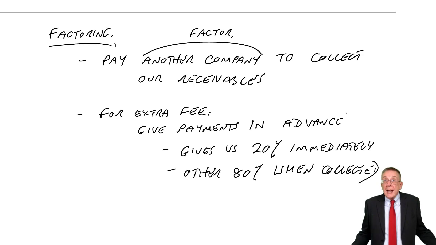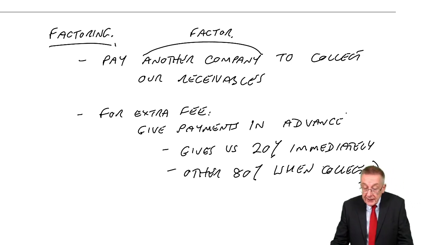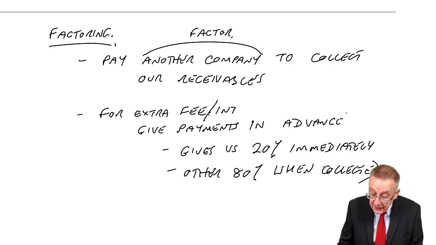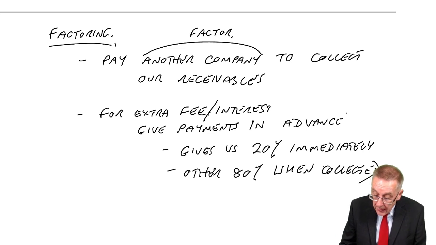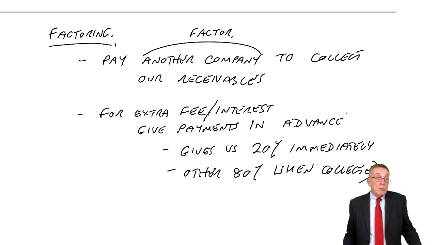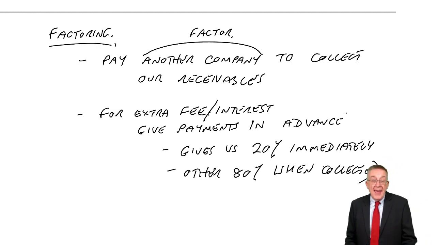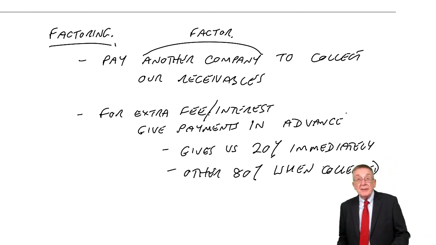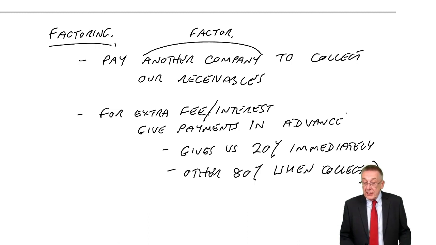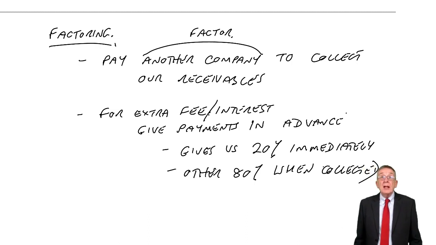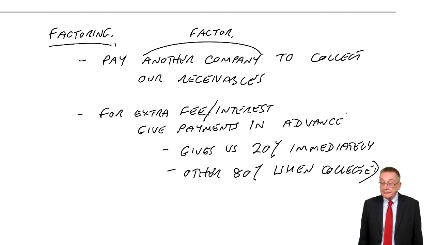So effectively, they are lending us money, and they'll charge for it. The extra fee is interest. But again, we'll look at numbers on this later. But it could be worth paying effectively interest to the factor in order to get some of the money in a lot faster than we otherwise would.